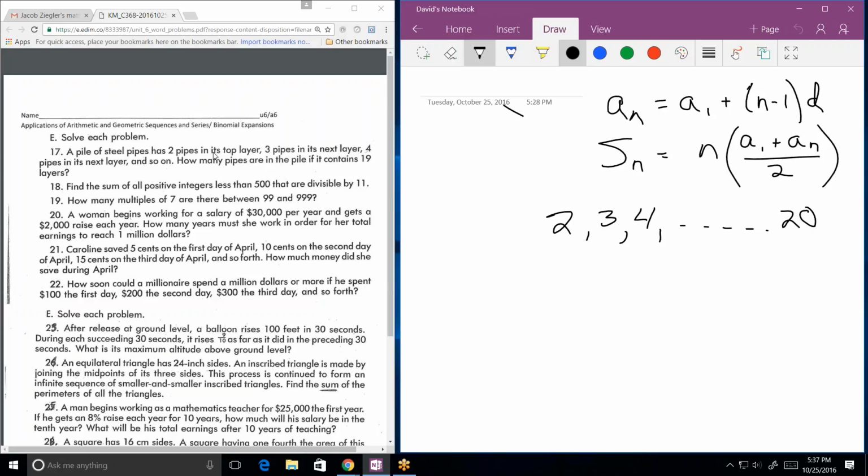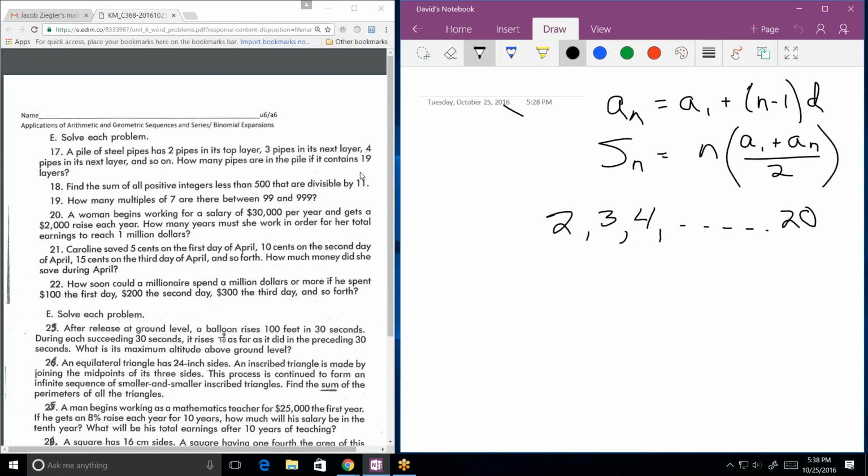Here's the way you want to figure it out. What's the number of pipes in the top layer, the first layer? 2. Second layer? 3. Third layer? 4. 19th layer? 19. No, every one was one more. In other words, the first layer was 2 pipes. Second layer was 3 pipes. Therefore, the 19th layer is 20 pipes.